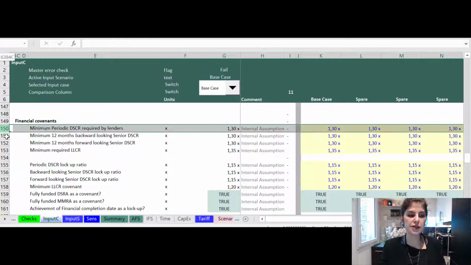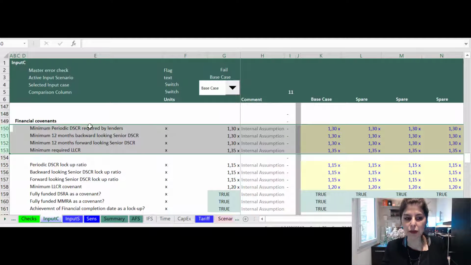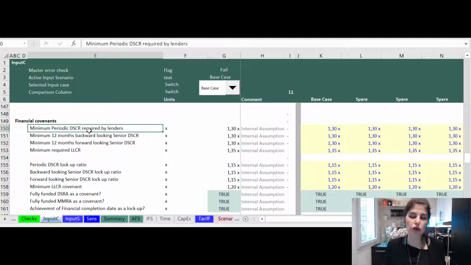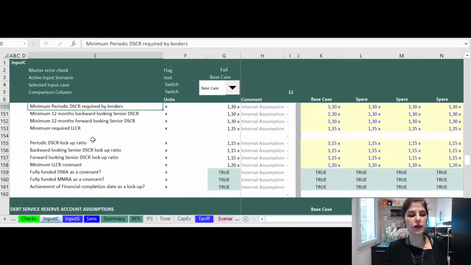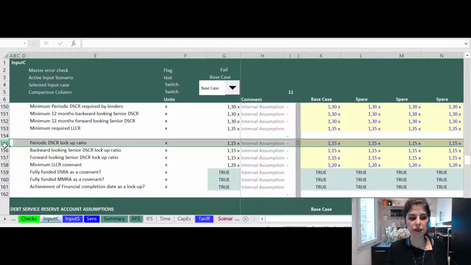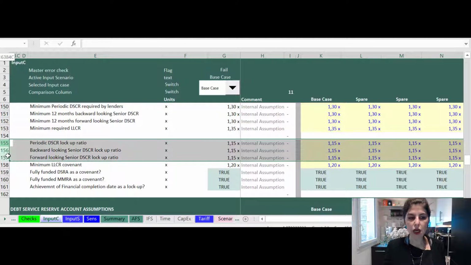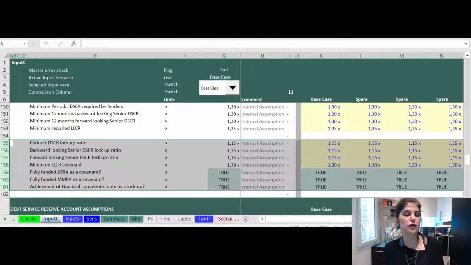So the first set of assumptions that you see here, minimum periodic debt service cover ratios and 12 months looking forward, looking backwards, LLCRs. These, I use them for the sculpting of the debt and making sure that the base case satisfies these requirements. However, the next ones that you can see here, periodic DSCR lockup ratios, forward looking minimum debt service, all of this that you see here in the input sheets are the conditions that I use when I want to distribute dividends in my model.